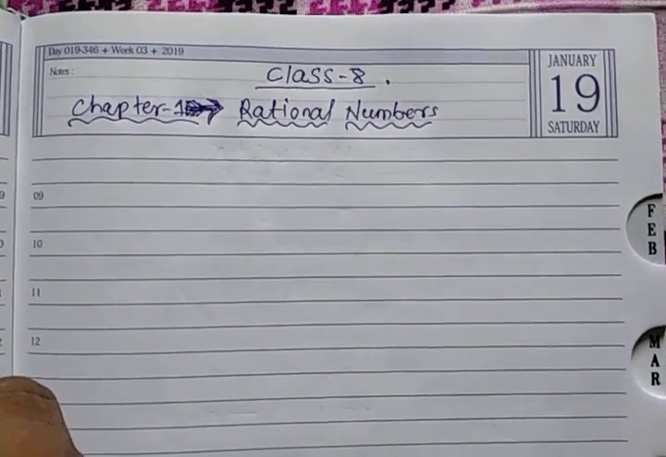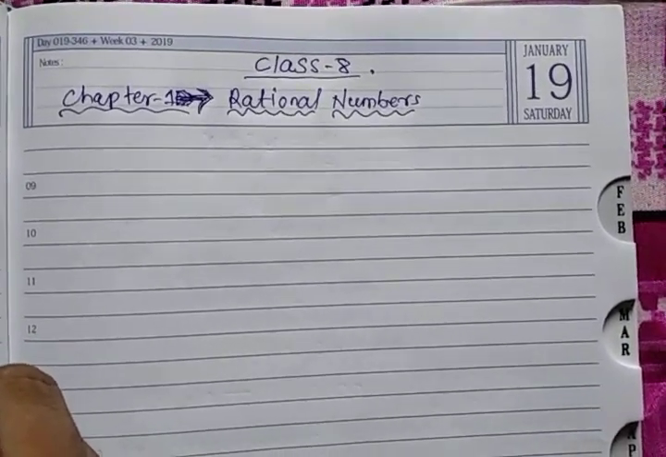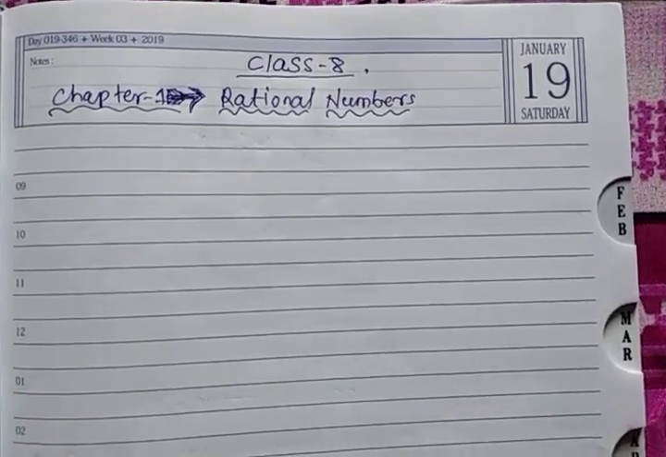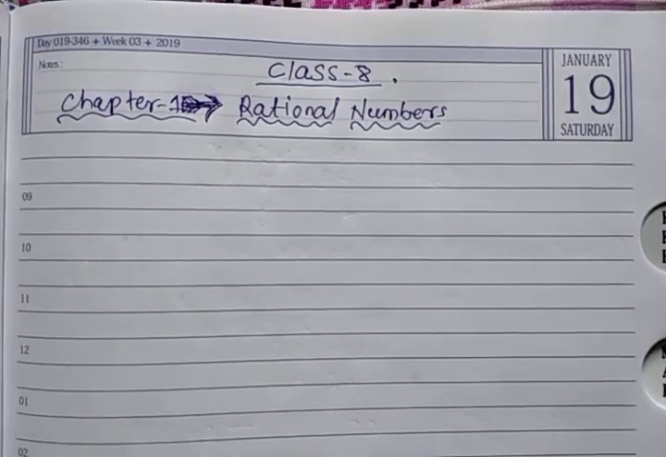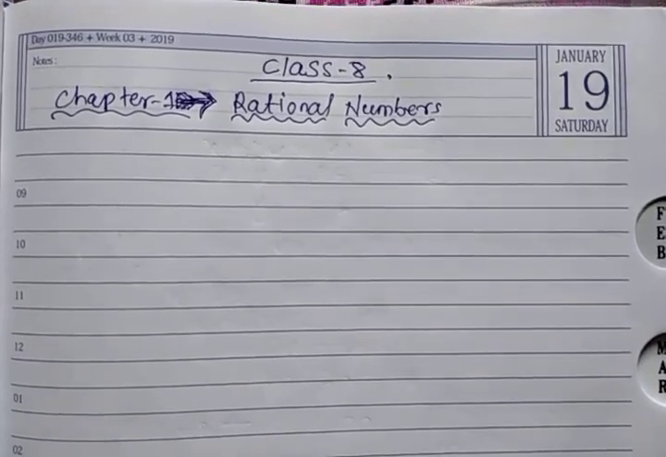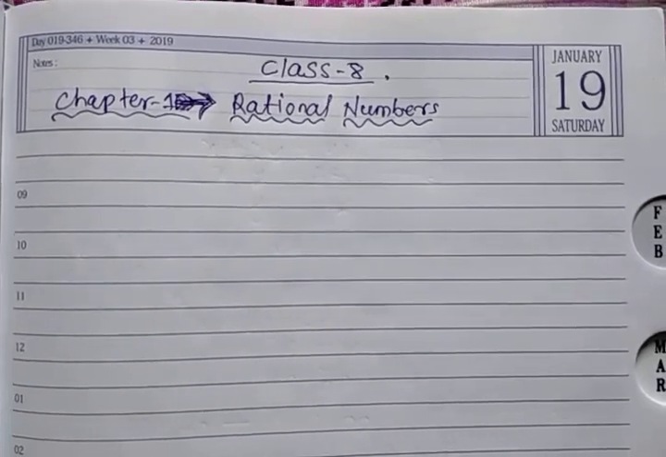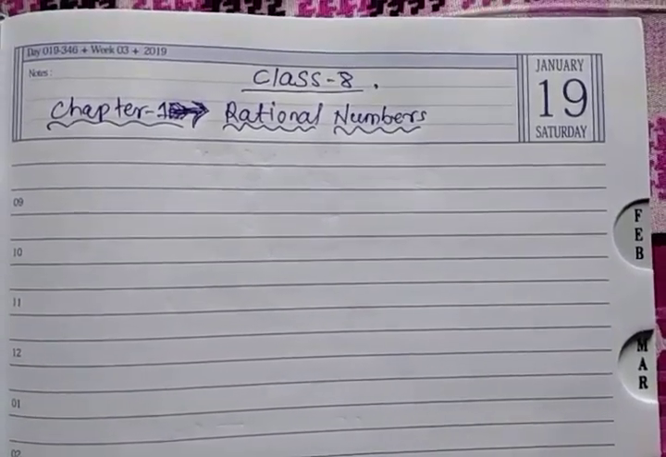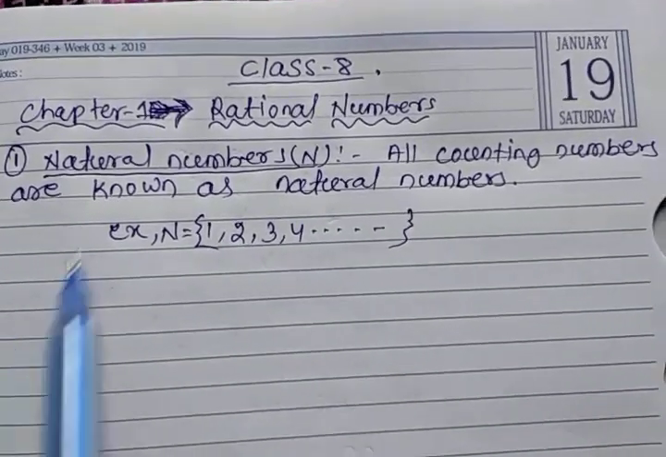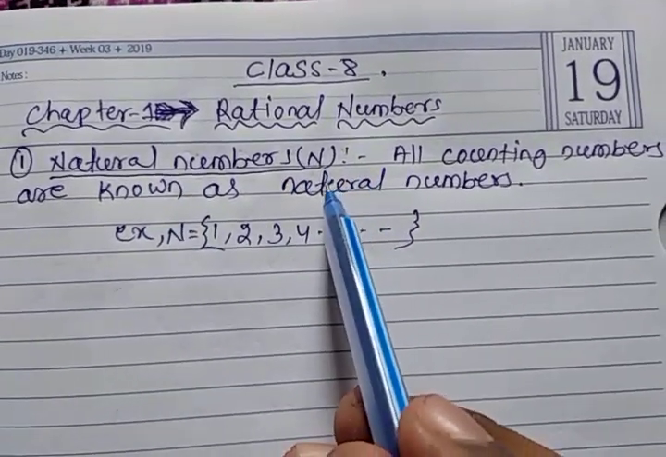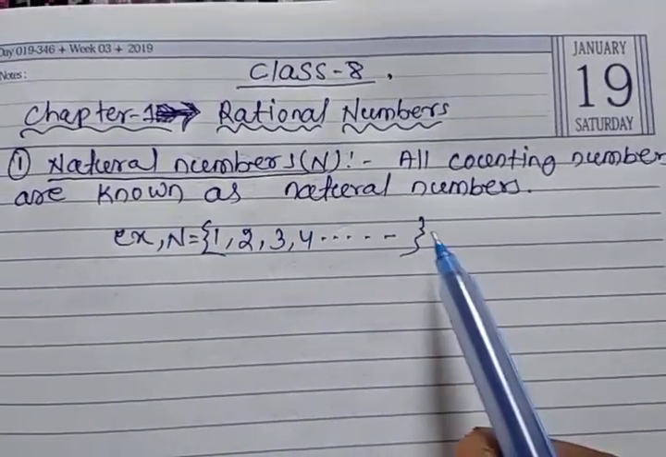Of 8th class students. Today I am going to discuss chapter 1 of 8th class, that is rational numbers. Before going to rational numbers, first we will learn about the different types of numbers. What are they? First is natural numbers. Natural numbers are represented by capital N. All counting numbers are known as natural numbers.